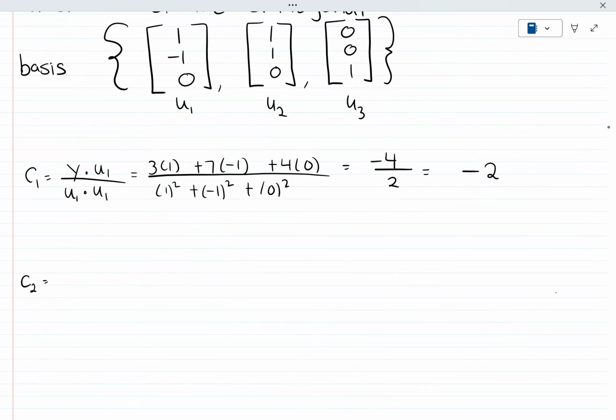Okay, now let's do c2. c2 is y times u2 over u2 times u2. I already have the vector in my notes. On the top, y times u2, I'm doing the dot product, is 3 times 1 plus 7 times 1 plus 4 times 0.